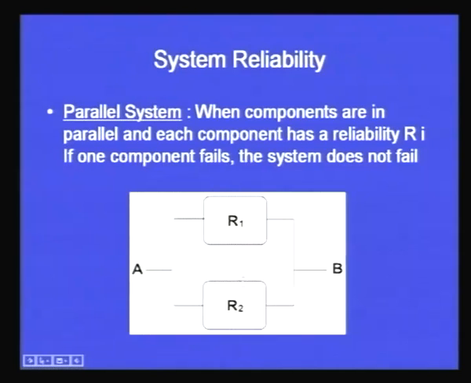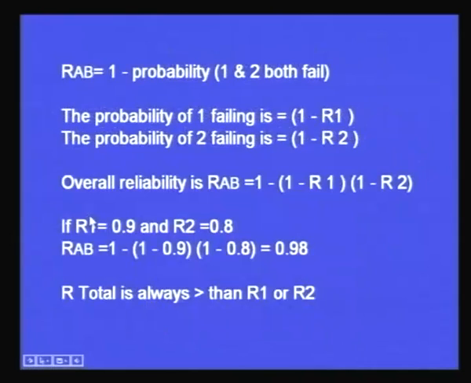So we have two components here having reliability R1 and R2, and we will see how to calculate the overall reliability of the system RAB. So RAB is given by 1 minus the probability that 1 and 2 both fail. So now we have to see, if 1 and 2 both fail, what is going to be the reliability of the system. The probability of 1 failing is 1 minus R1.